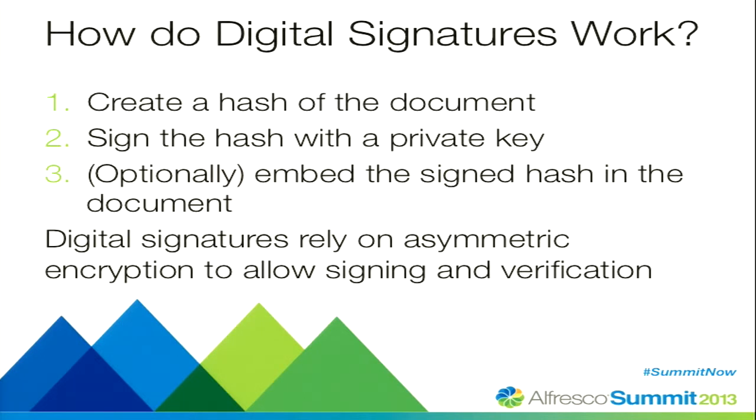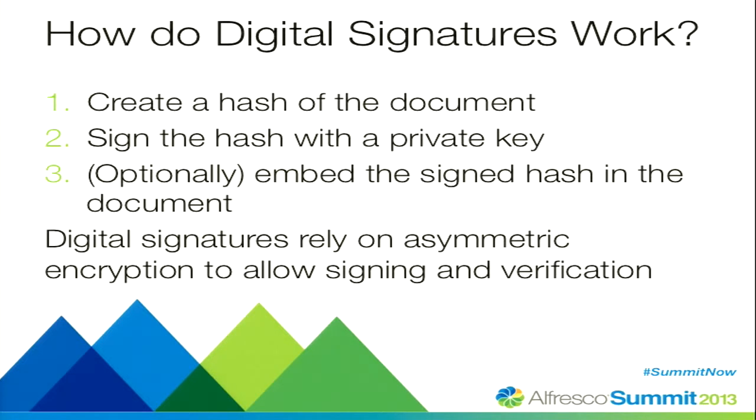So how do these things work and how do we achieve these goals? Well, digital signatures start with a hash of the document. A hash is a unique representation of the content. That's a fixed length string, right? So we take that hash, we sign it with the user's private key. For some file formats, we can take that resulting encrypted hash and actually embed it into a document to carry it along with the document as it moves from place to place.